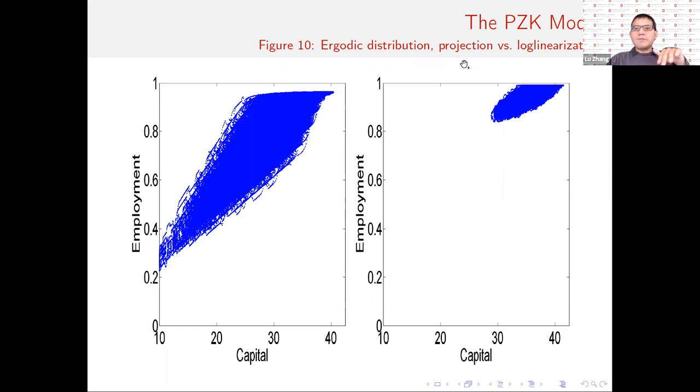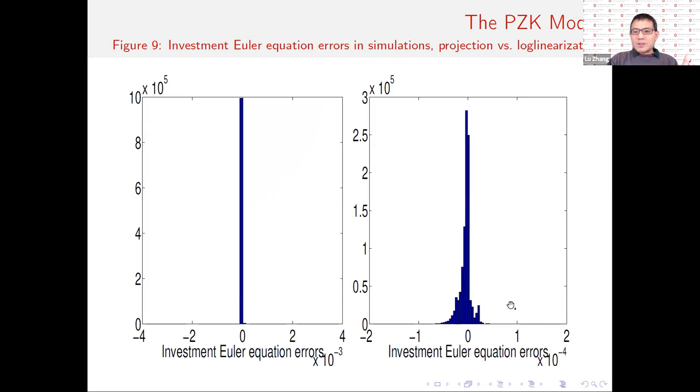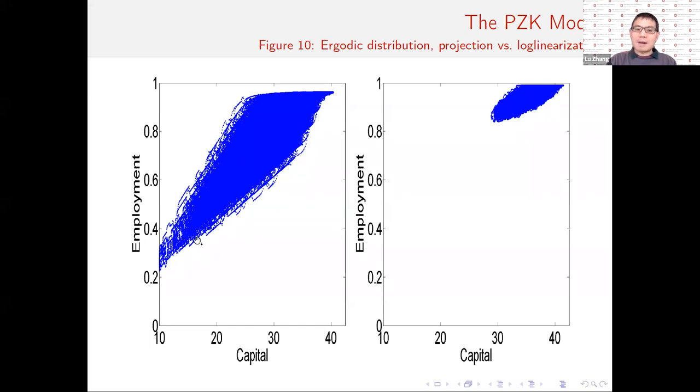The ergodic distribution for projection is pretty large and pretty wide. It turns out that in the projection, the economy can wander far, far away from the deterministic steady state, which is about here. Whereas in the log-linear economy, you're just looking at the small area surrounding the deterministic steady state, because the economy never wanders far away from it, and therefore the Euler equation errors for the investment Euler equation are artificially low. It probably looks even smaller than the projection, but it's an illusion, because for the projection code we're talking about errors down here, whereas the log-linear economy never visits that area at all.